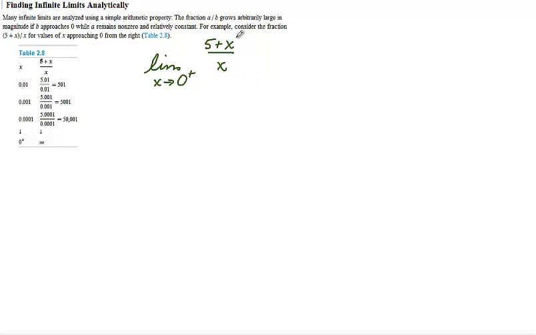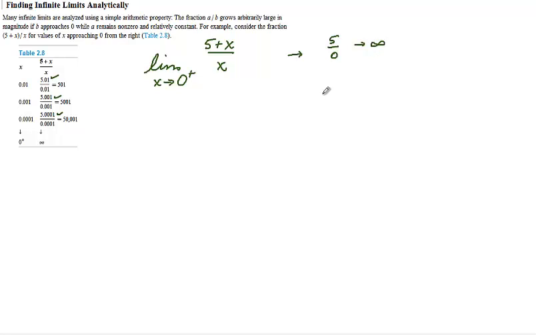I see that what's going to happen is my numerator is getting closer and closer to 5. Notice that the numerator gets closer and closer to 5 as x gets smaller. So as x approaches 0, the numerator gets closer and closer to 5. The denominator gets smaller and smaller and gets closer and closer to 0. So I'm getting closer and closer to something that looks like 5 over 0, which means that this is going to shoot up to infinity.